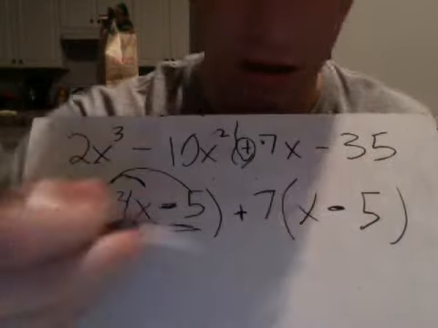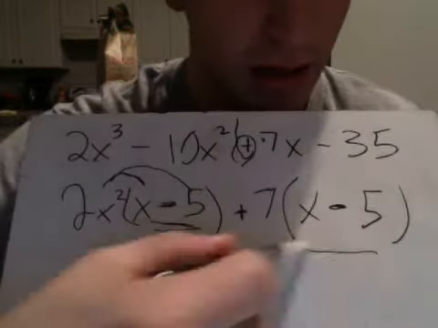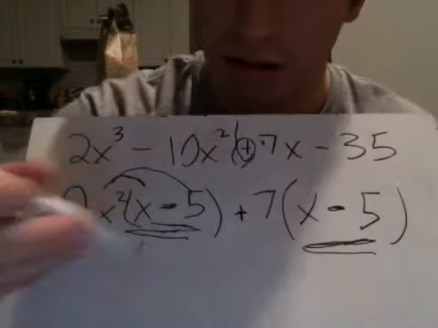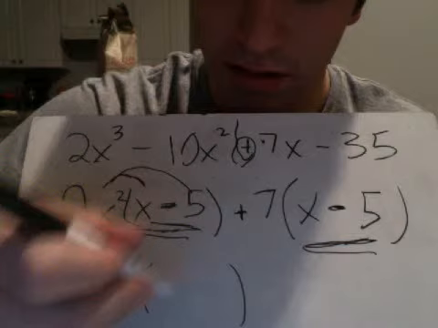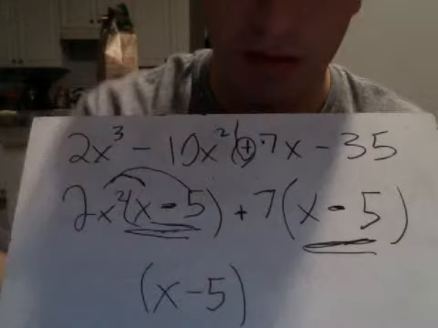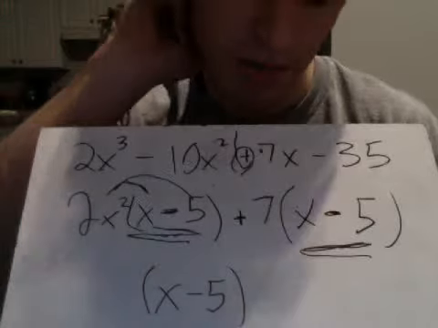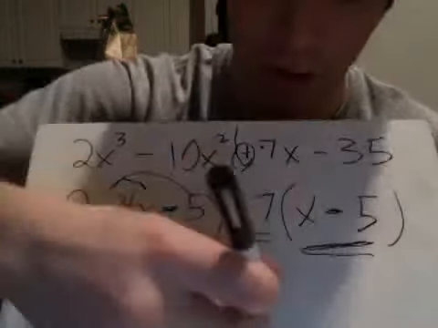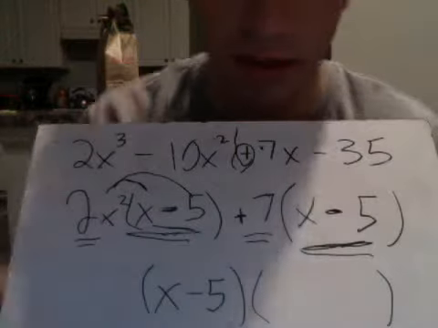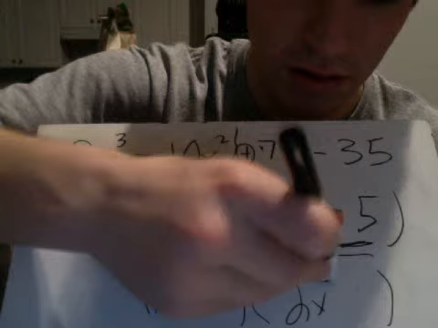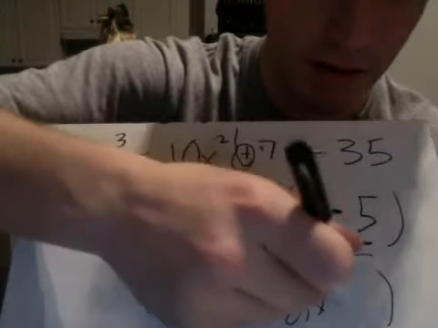So my last step then is, I notice that I have a common parenthesis, x minus 5, and I factor that out, and it becomes part of my answer. And then the leftovers are what would be left inside the other parenthesis, 2x squared and a plus 7.